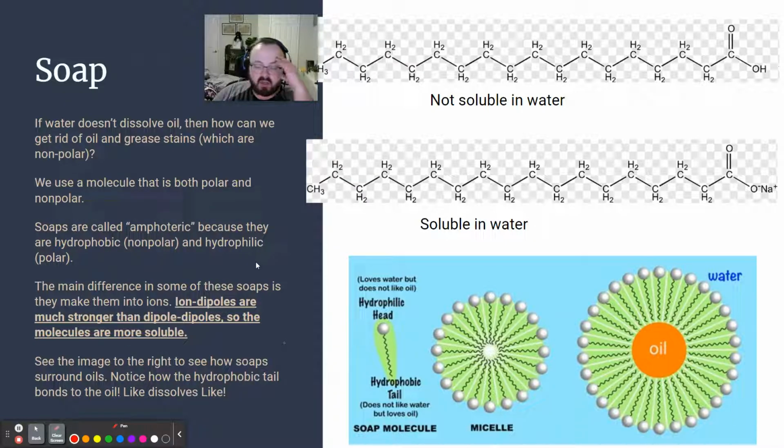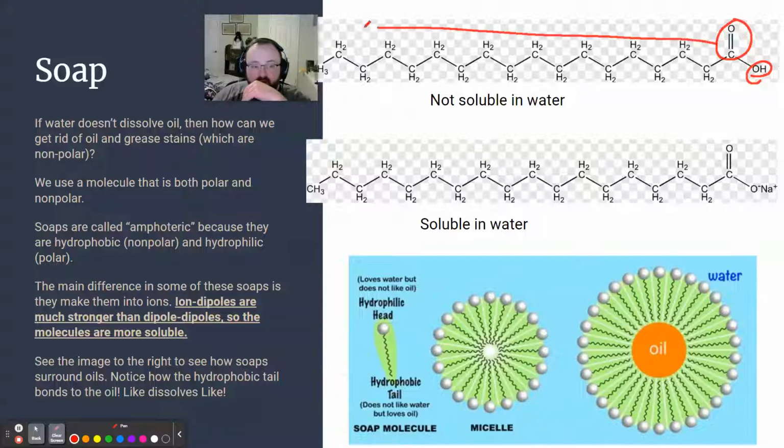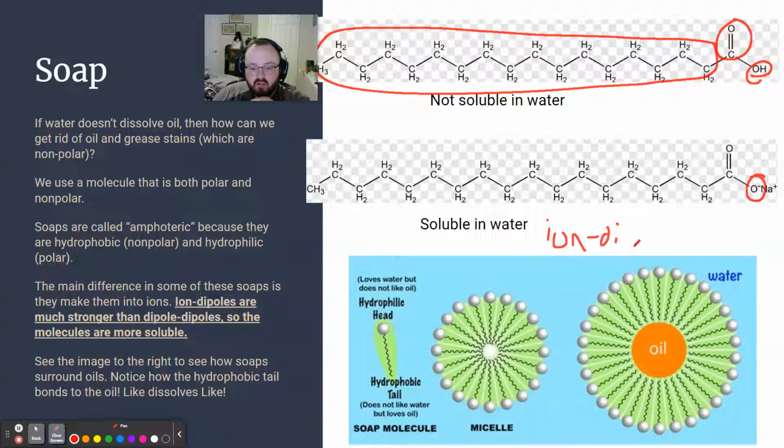And the last thing for my honors class, I just want to talk about soap. This goes off of what I literally just was talking about: even though this is not really soluble in water, that's because it's so little of a slight positive and a slight negative compared to the entire rest of this molecule. But when you make this a charge, the ion-dipole interaction is much stronger than a dipole-dipole.